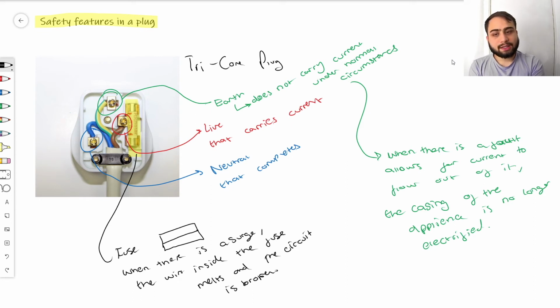Another thing that the fuse does is it stops fires, because remember, if the fuse melts and the circuit is broken, that means the huge surge in power doesn't get transferred to the appliance, and so the appliance doesn't overheat and catch fire.